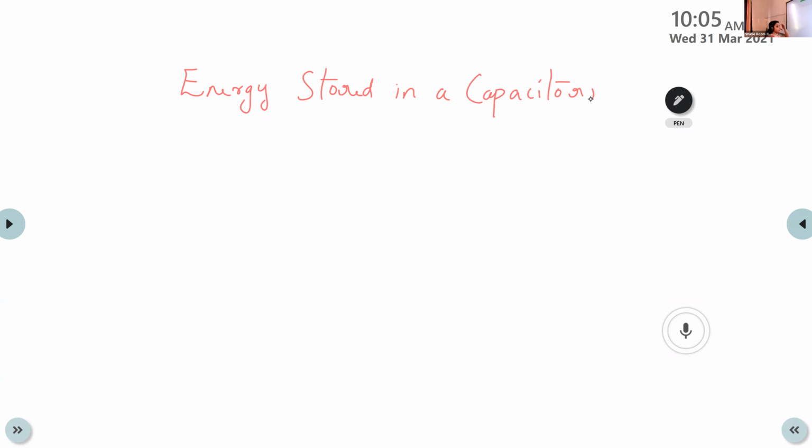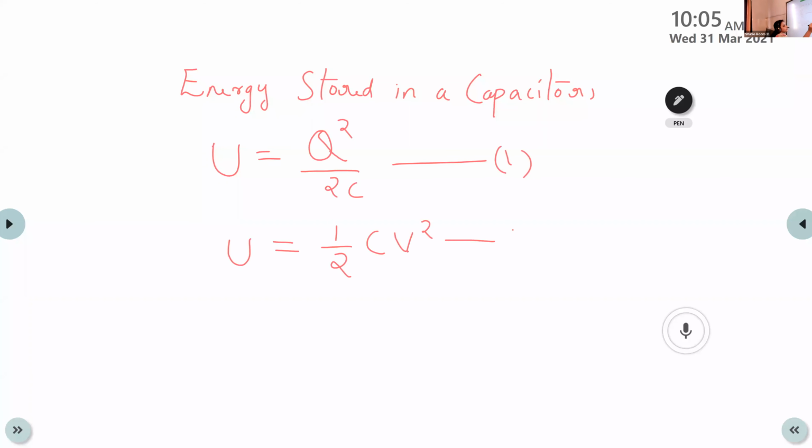Energy stored in a capacitor is represented in terms of U, not W. The work done by the potential to store the energy is stored in the form of energy, and that energy is represented by U. U is equal to Q square by 2C, the first equation. Or U is equal to half CV square, the second equation. And the third equation, U is equal to half QV.